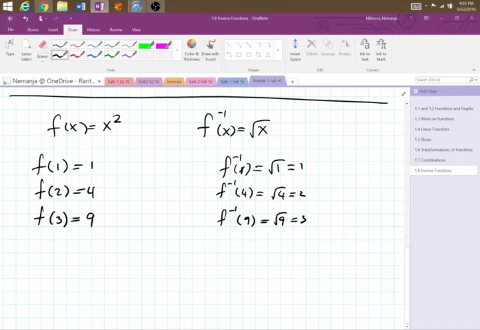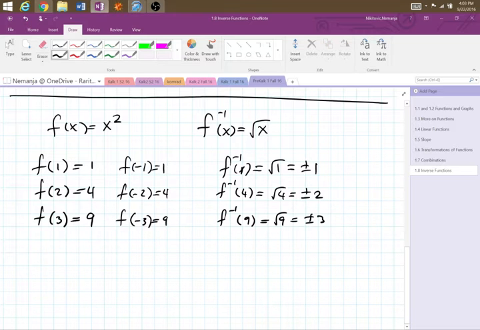Until we run into a problem: over here f of negative 1 is also 1, f of negative 2 is also 4, and f of negative 3 is also 9. So could you do the absolute value? It's not the absolute value, it's that every single answer you get here is positive or negative 1, positive or negative 2, positive or negative 3. Now, do you actually have a function if you have two y values for a single input? No. So there is something wrong with x squared, right?